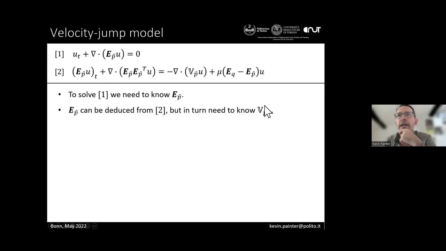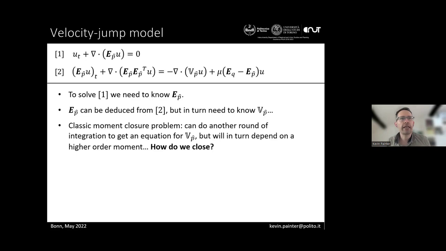And this essentially gives rise to what we would call a moment closure problem. In order to solve these two equations, we need an equation for the variance of p hat. We could do that by going through another round of integration to get that equation, but when you do that, it will in turn depend on a higher order moment. It will depend on something else, and that will just carry on ad infinitum.